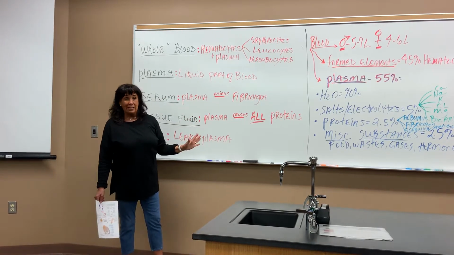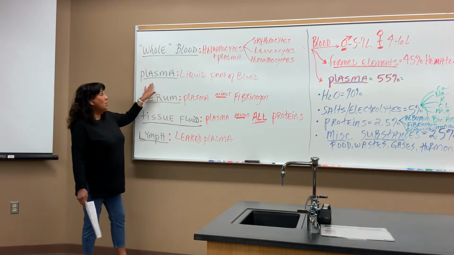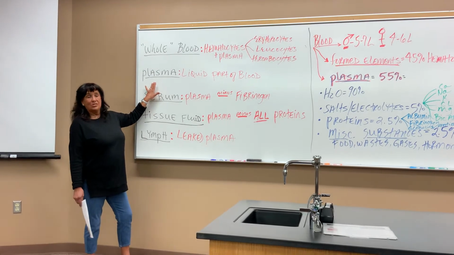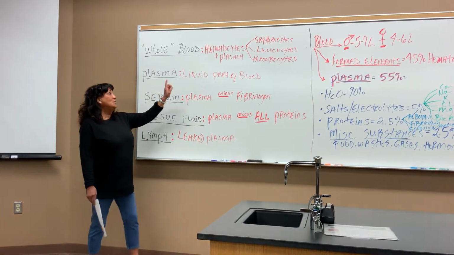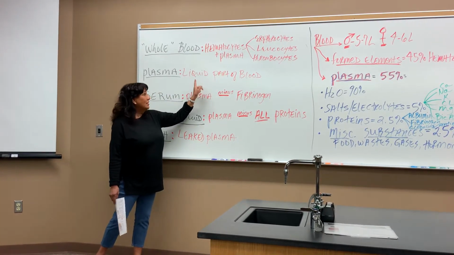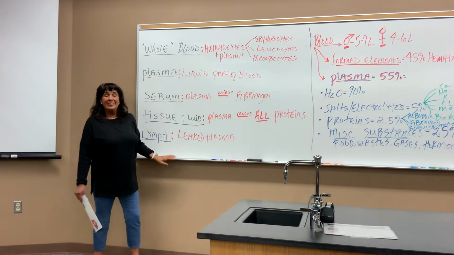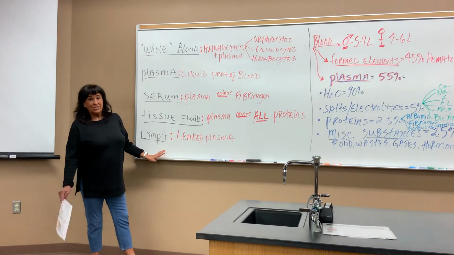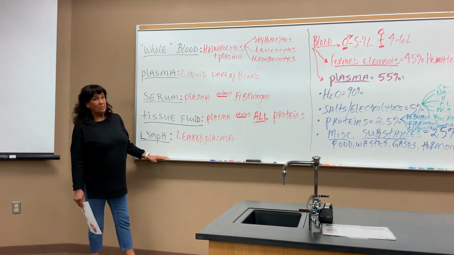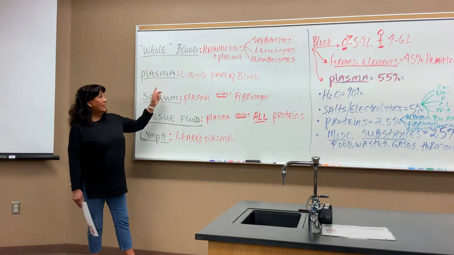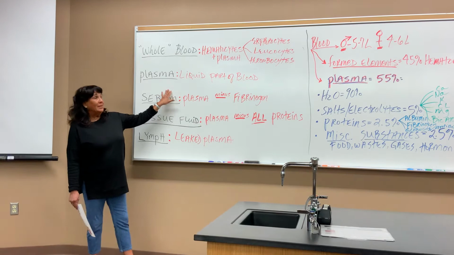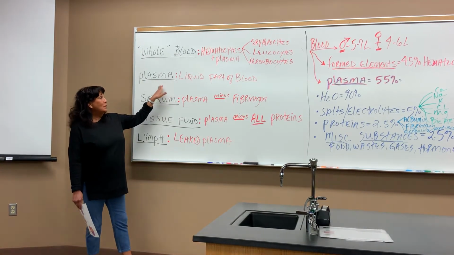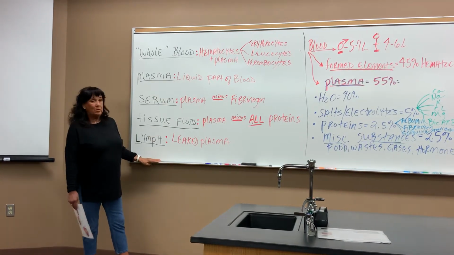Nothing is missing. If they say, I'm just donating plasma, then all you're giving is the liquid part of the blood. No cells go with the liquid part of the blood, just the plasma, and nothing is removed from it except for the cells. So plasma just refers to the liquid part of the blood.